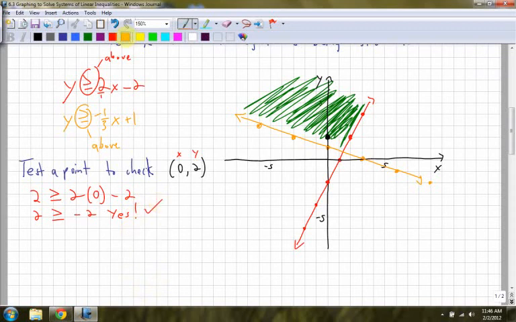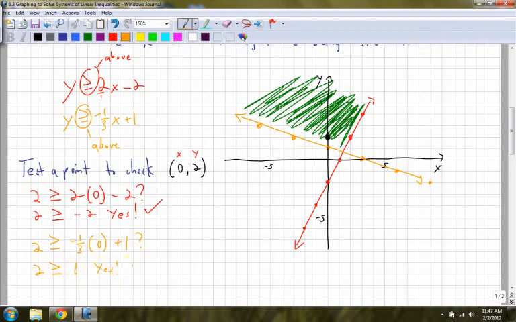Now we have to check in the second equation. Again, same point. I'm plugging 2 in for y, greater than or equal to negative 1/3, and I'm plugging a 0 in for x, because I picked a point that was within my shaded region, plus 1. Is, and we should really put a question mark at the end of that, because we don't know yet. So is 2 greater than or equal to negative 1/3 times 0 is 0, plus 1 is 1. Is 2 greater than 1?